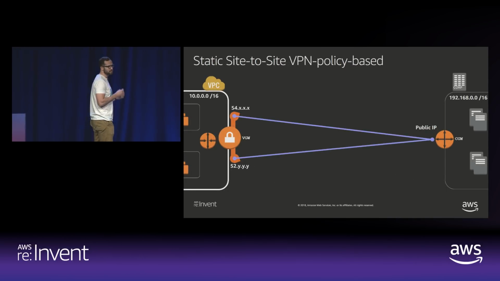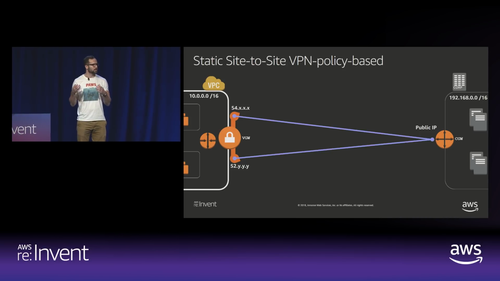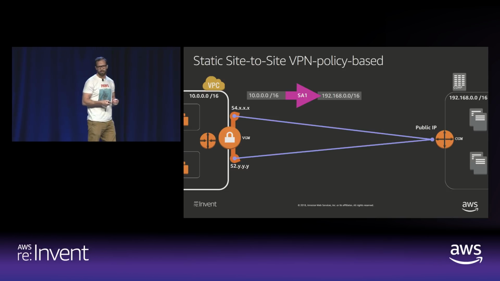So let's start looking at some differences in specifics for the static VPN and dynamic. Let's start with the static VPN. For a static VPN, if it's policy-based, you'll create your policy on your side. You create the ACL to decide what traffic you find interesting. And that will be the traffic going from the IP address range of the VPC to your data center and vice versa. And those rules, those policies, will effectively be mapped to the security associations that you have.